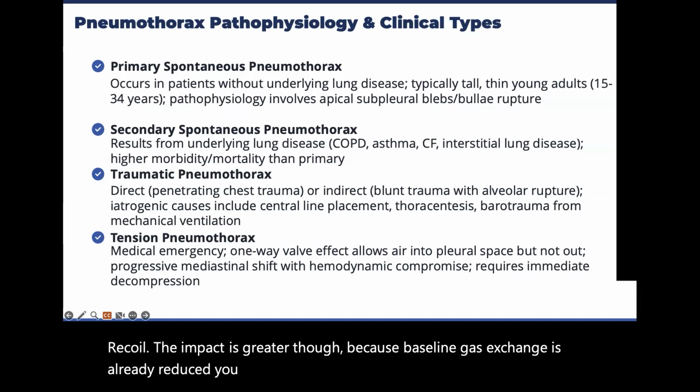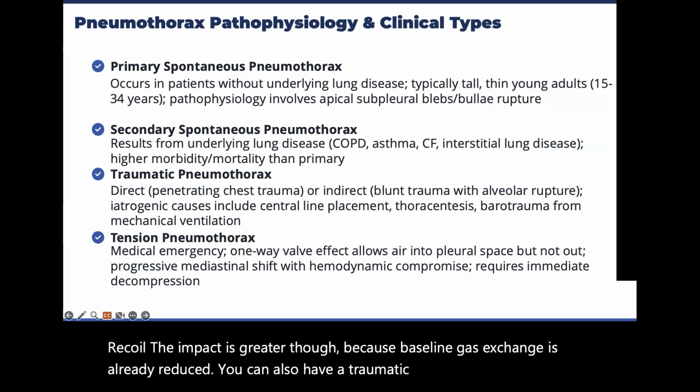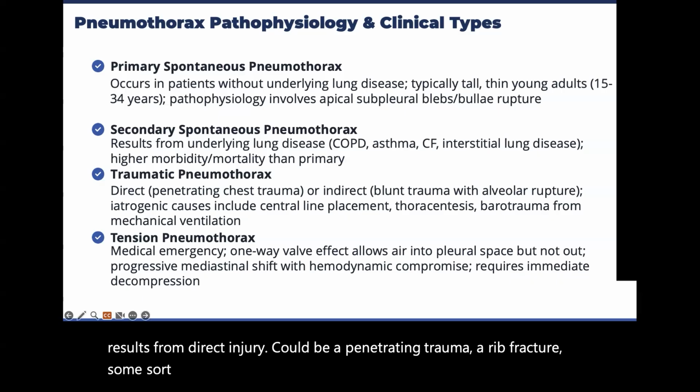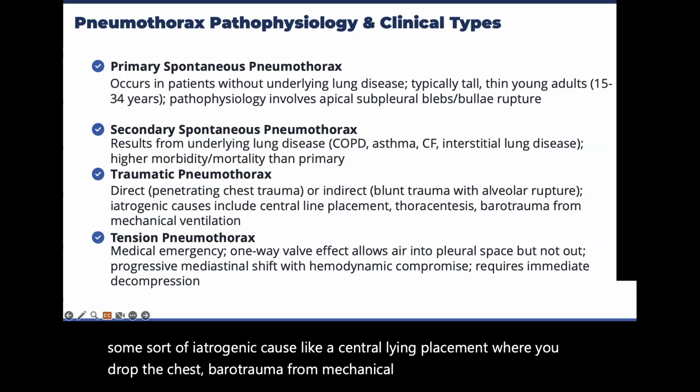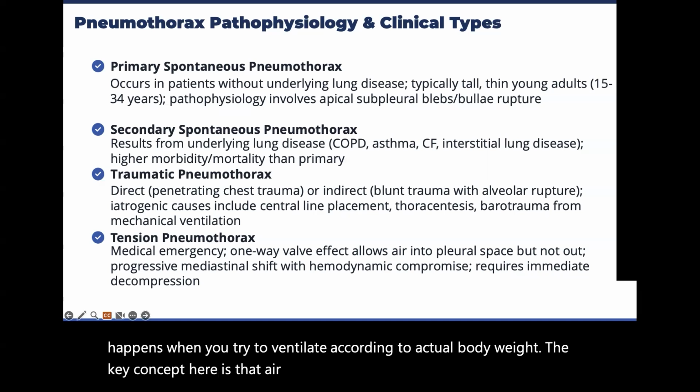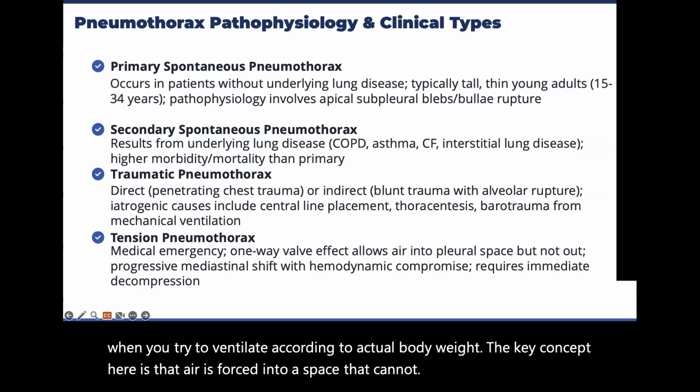You can also have a traumatic pneumothorax, and this results from direct injury. Could be a penetrating trauma, a rib fracture, some sort of iatrogenic cause like a central line placement where you drop the chest, or barotrauma from mechanical ventilation. That's what happens when you try to ventilate according to actual body weight. The key concept here is that air is forced into a space that cannot release it.